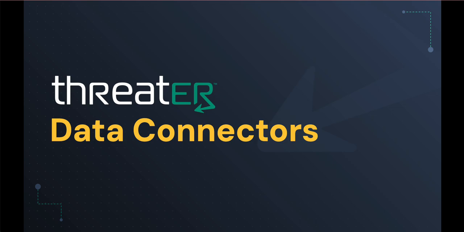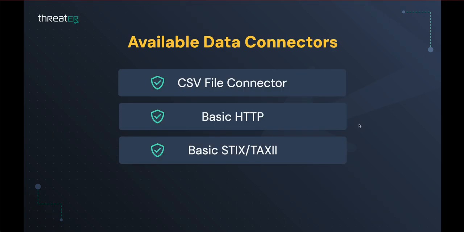But what if you have access to other third-party data that you want to block or allow in the threatER platform? You can utilize our built-in data connectors to retrieve threat intelligence from those external sources. There are 3 different connectors that I'm going to review in this video. I'll provide the necessary configuration steps for each, as well as configuration issues that customers have run into. We'll first start with our CSV file connector.